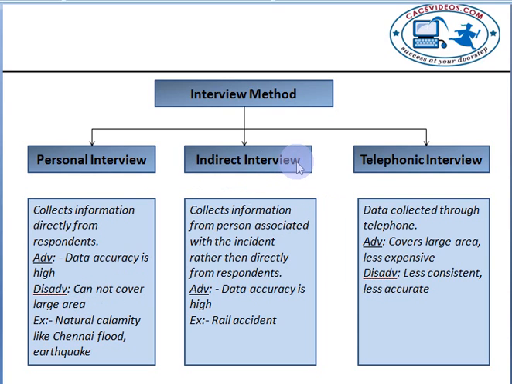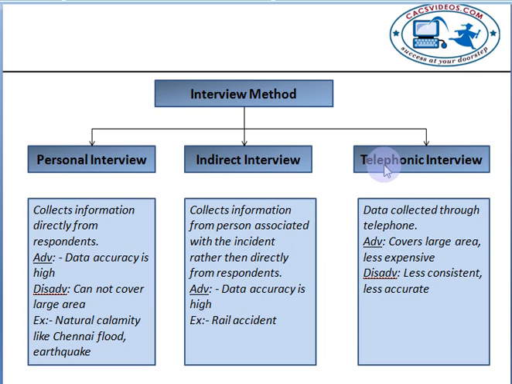Second type of method is indirect interview. So in this method, we collect information from the person associated with this incident, rather than directly from the respondent. For example, rail accident. In case of rail accident, you don't go and interview people who are affected in the rail accident, right? Instead of that, you interview people who are associated with the railway, like an administrator of the railway. So that type of data collection technique is called indirect interview method. Again, the advantage here is that data accuracy is very high.